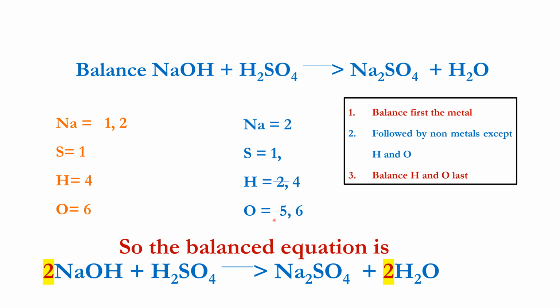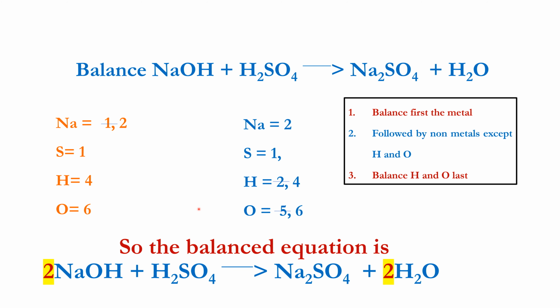And how many hydrogen? We have 2. So we have 2 hydrogen here, 4 hydrogen here. So we need to balance it. So the only way to make this hydrogen 4 is if we add 2 in front of water. So if we add 2 here, we'll have 4 hydrogen, and we cancel these 2 because we have added 2 already. So we'll have 4 hydrogen, and it will balance with the left hand side.